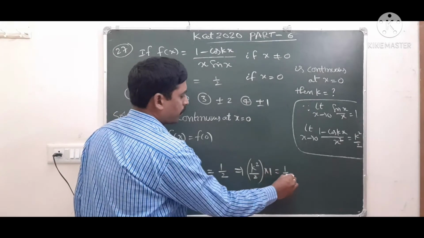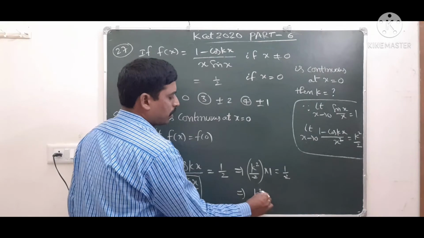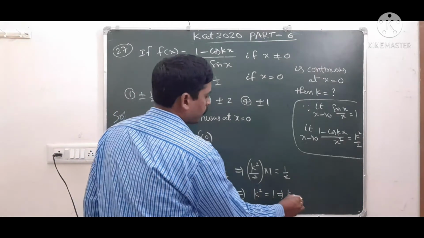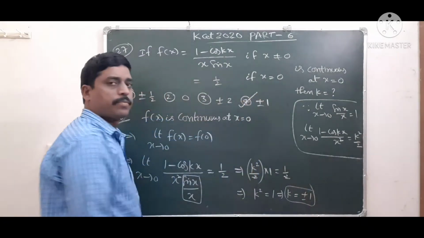into 1 is equal to 1 by 2. So on both sides the 2 gets cancelled in the denominator. K square is equal to 1. K is equal to plus or minus 1. The fourth option is correct.